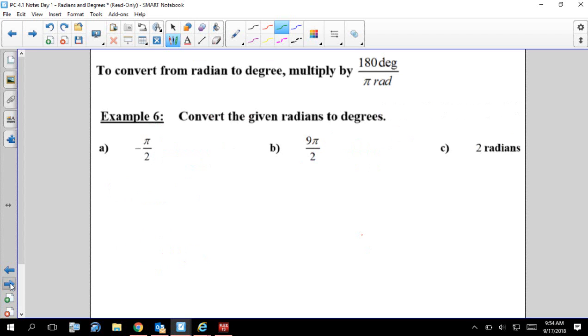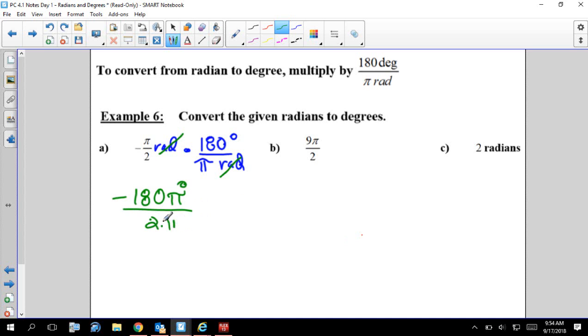To convert radians to degrees, you have to multiply by a value of 1, but you can see this value of 1 switch now. 180 degrees over pi radians. We do that so that our radian units will cancel, and we are only left with degree units. So multiply that together, and I can reduce the pi's and the 2. So I get negative 90 degrees.